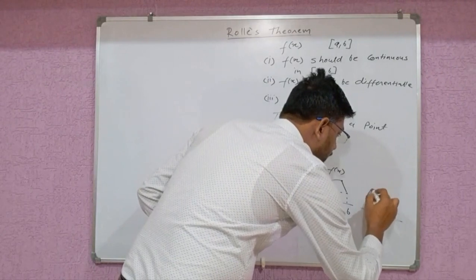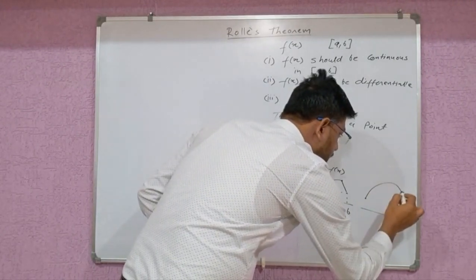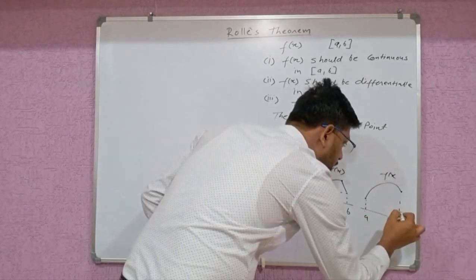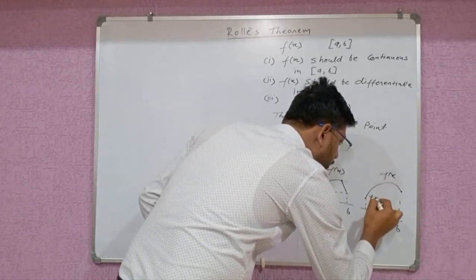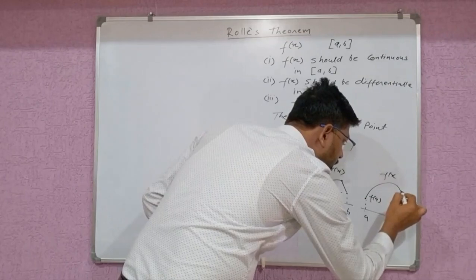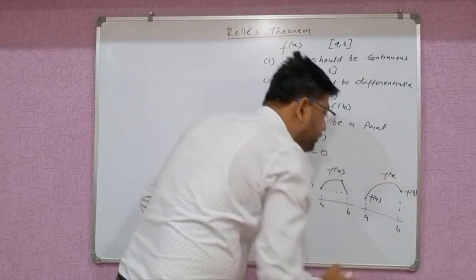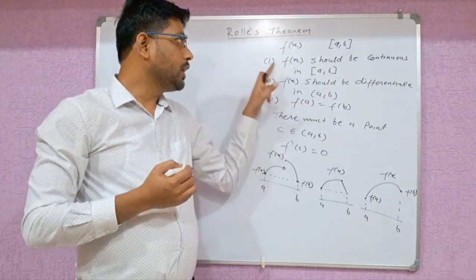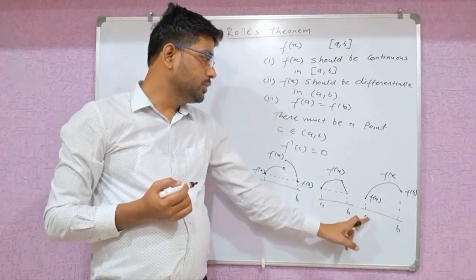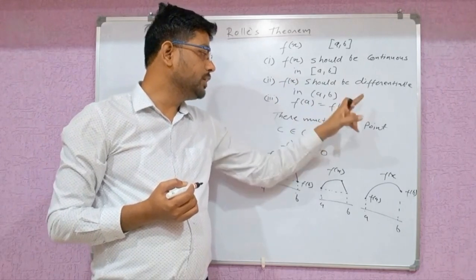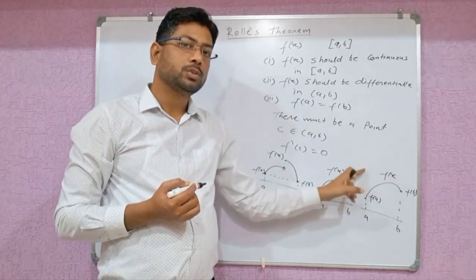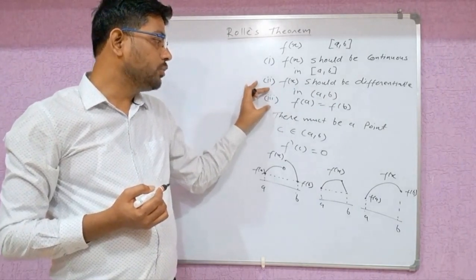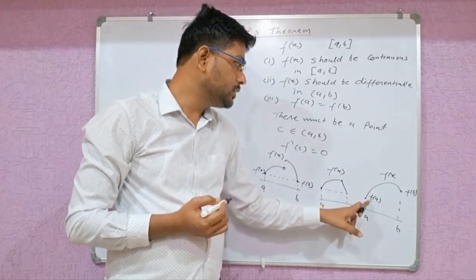Now if we are given this function f(x) like this, this is point A, this is point B, so obviously this will be f(A) and this will be f(B). Now let's check these three conditions again for this graph. Here f(x) should be continuous in A to B, so this is a continuous function here. f(x) should be differentiable, so no sharp corners, so this is differentiable also. Now f(A) should be equal to f(B). Now see this, f(A) is this and f(B) is this.